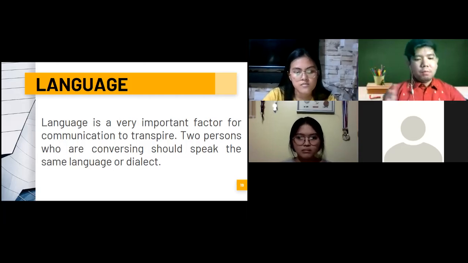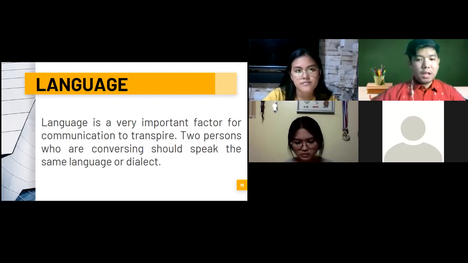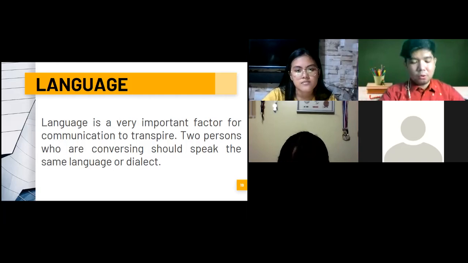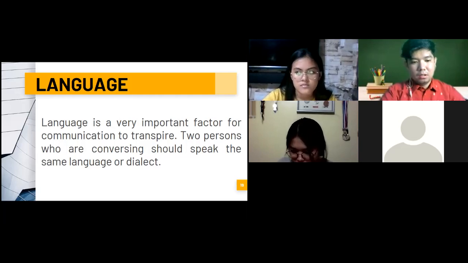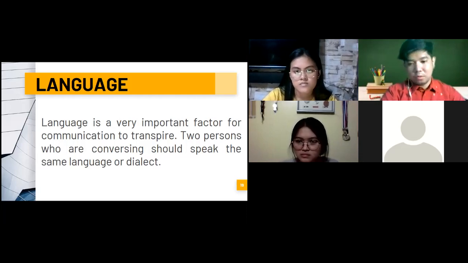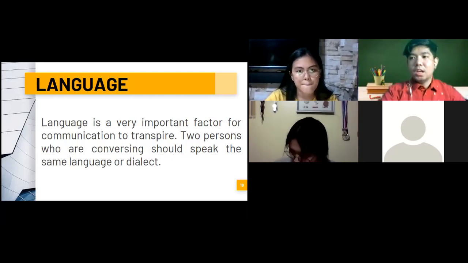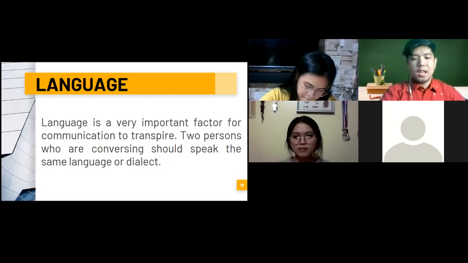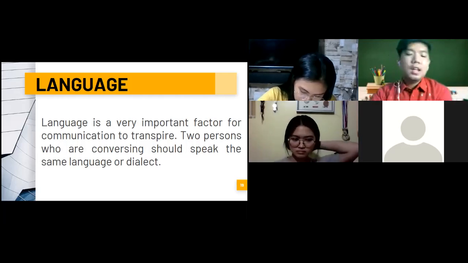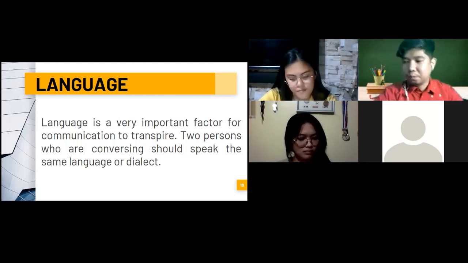If both or if one of the two parties are not knowledgeable about the language of the other participant in the communication act, of course, there is no arrival at understanding. So always make sure that before you engage yourselves in a communication act, you are speaking the same language. You are reading the same book. You are on the same page. If those requirements are met, then you have already possessed a passport to understanding. So language, again, is a critical part of communication.